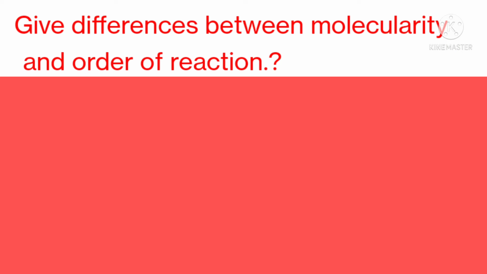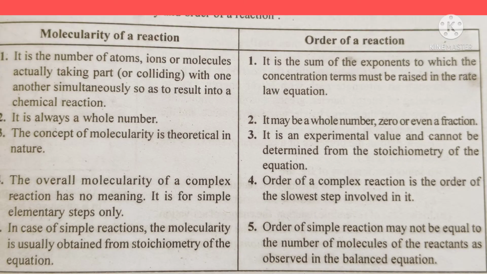Give differences between molecularity and order of reaction. Molecularity is the number of atoms, ions, or molecules colliding simultaneously with one another so as to result into a chemical reaction. The number of molecules colliding together to form products is called molecularity. Order of reaction is the sum of the exponents to which the concentration terms must be raised in the rate law equation. Molecularity is always a whole number. Order of reaction may be a whole number, zero, or even a fraction.